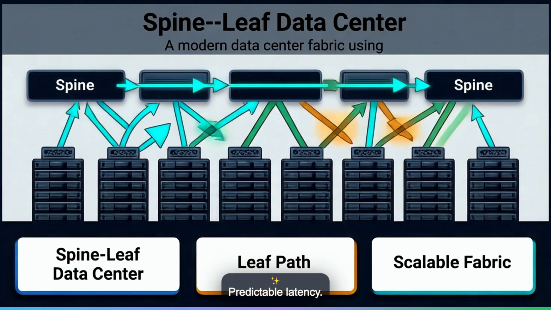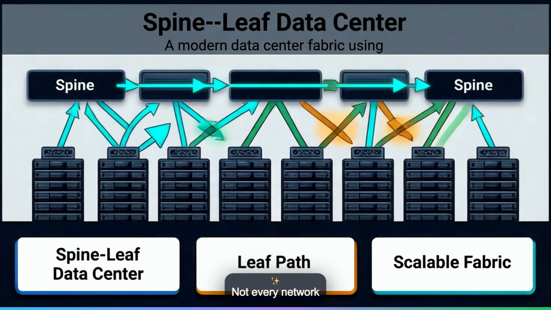Predictable latency. Predictable performance. Scale by adding leaf switches. Connect each new leaf to every spine. The fabric expands without changing the hop count. East-west traffic flows freely. This is the standard for modern data centers. And yes, it's a major CCNA exam topic.